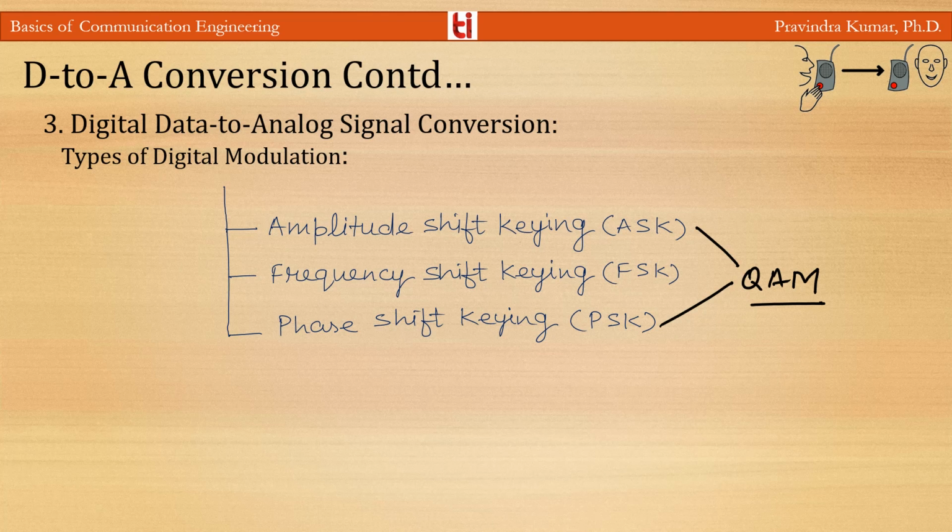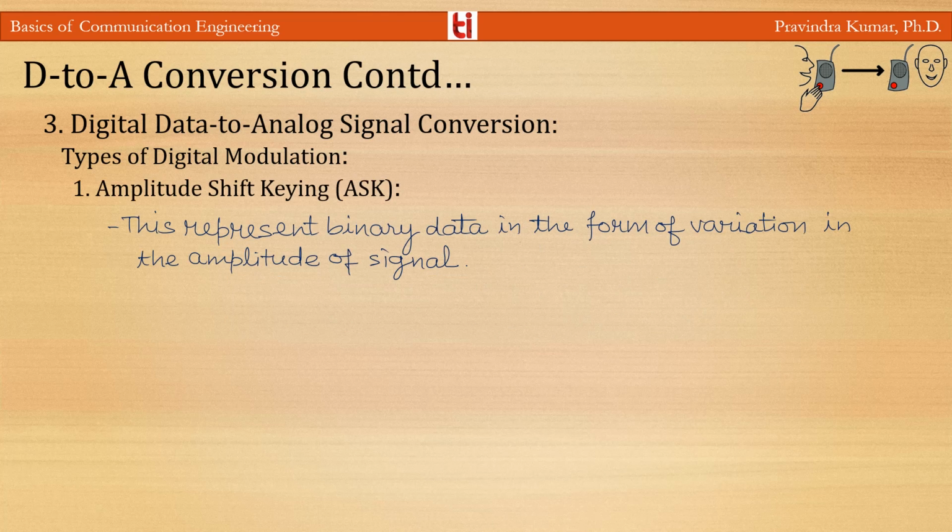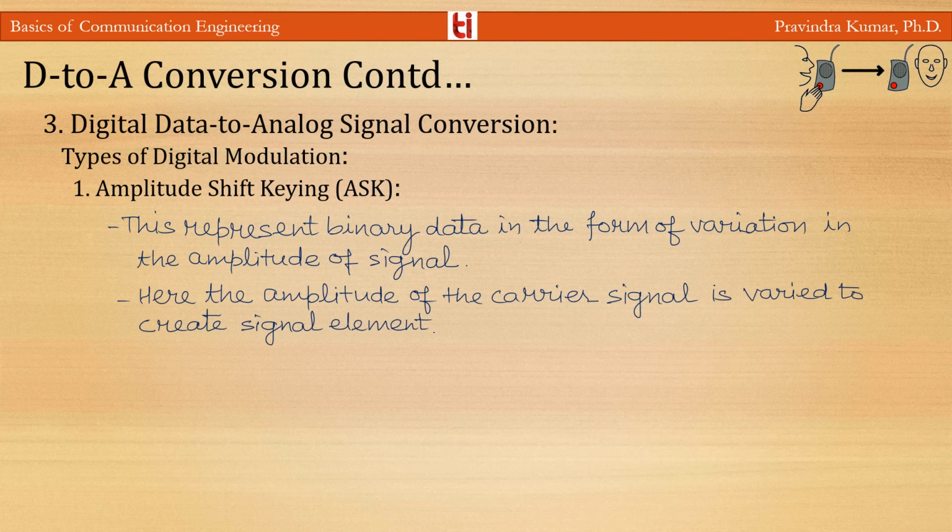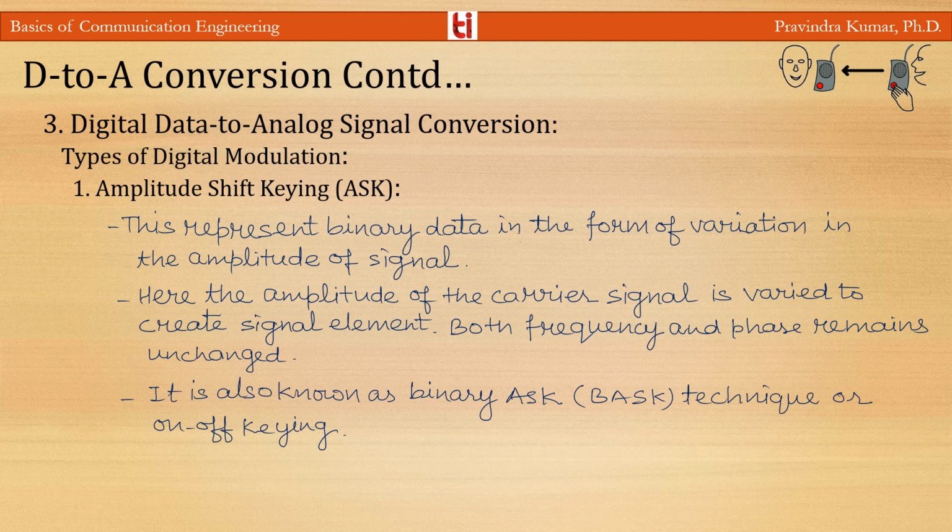Now, first of all, we will discuss amplitude shift keying, ASK. ASK is a type of amplitude modulation which represents the binary data in the form of variation in the amplitude of the signal. This technique is also known as binary ASK. Here the amplitude of the carrier signal is varied to create a signal element. Both the frequency and phase remain the same while the amplitude changes. BASK is also known as on-off keying.